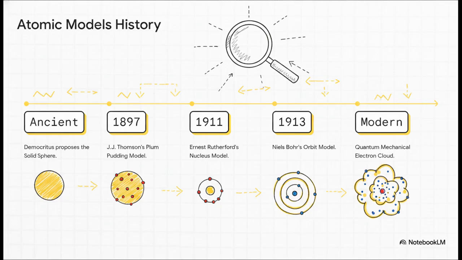Then, in 1911, Ernest Rutherford found the dense center, giving us the nucleus model. By 1913, Niels Bohr organized those electrons into specific orbits. And today, we use the highly complex quantum mechanical electron cloud model. Every single step of the way, scientists tested past data against the present to keep improving their models.